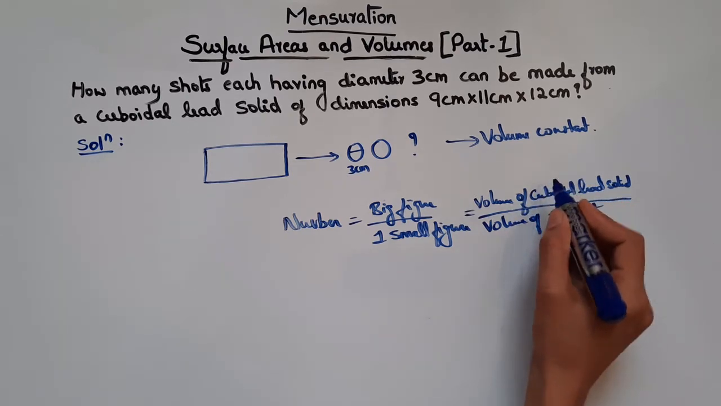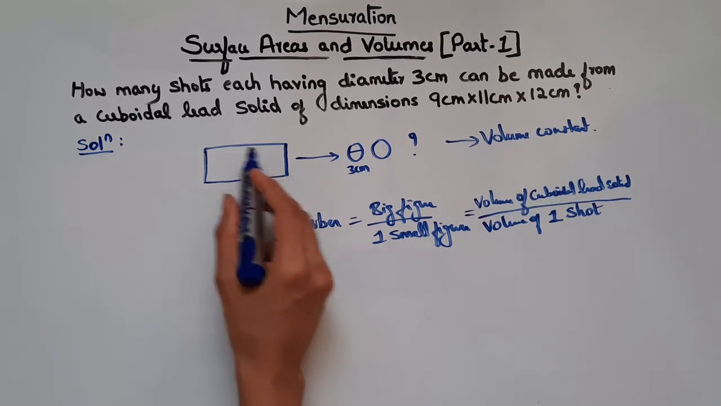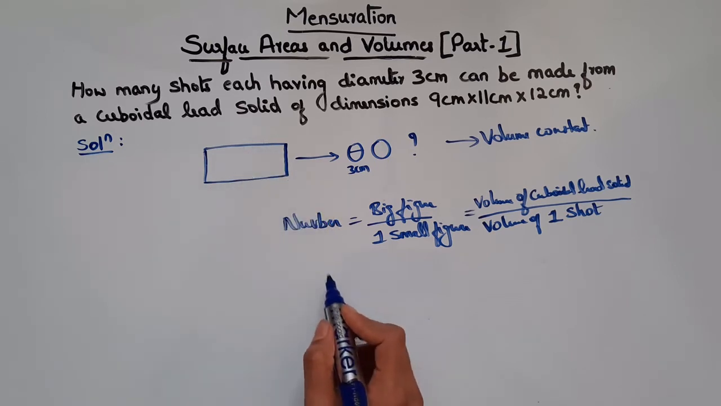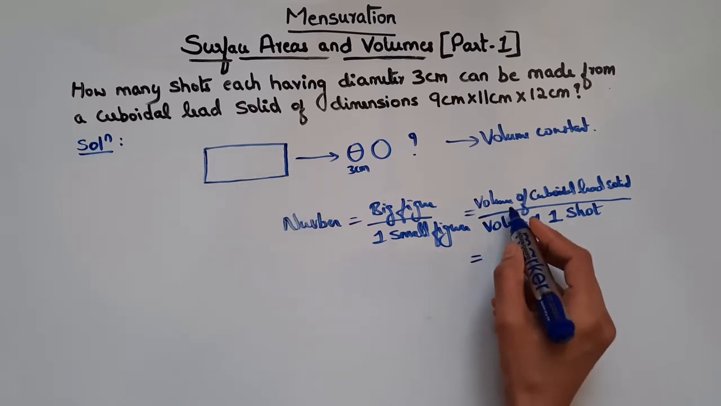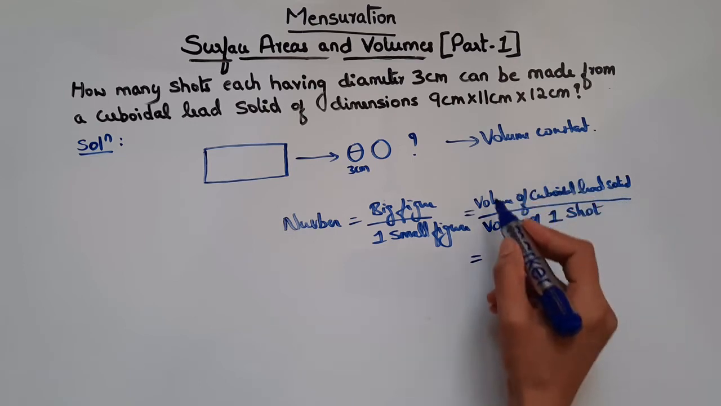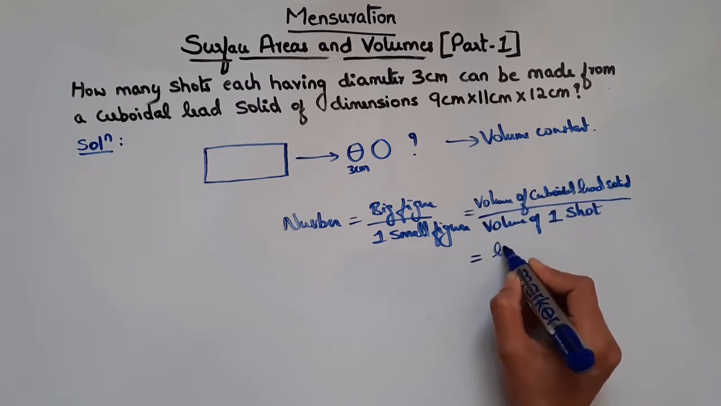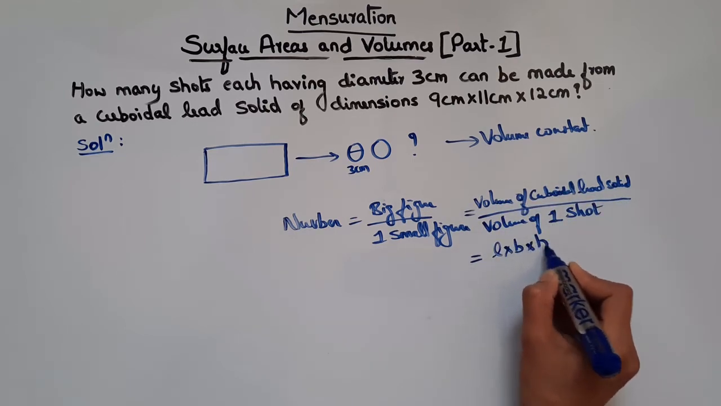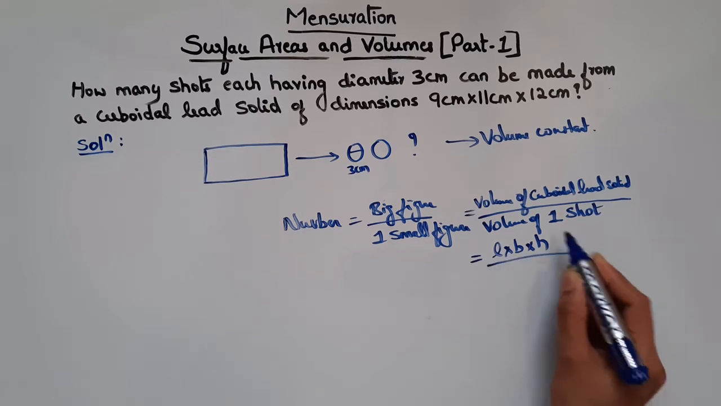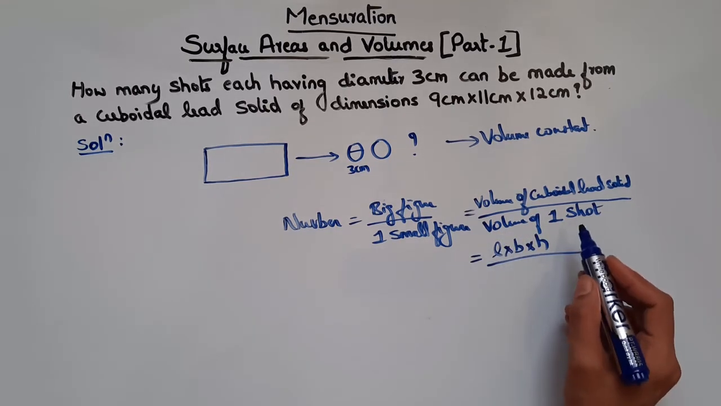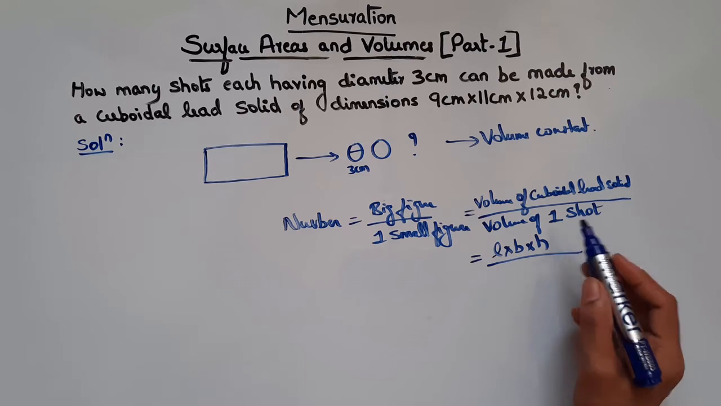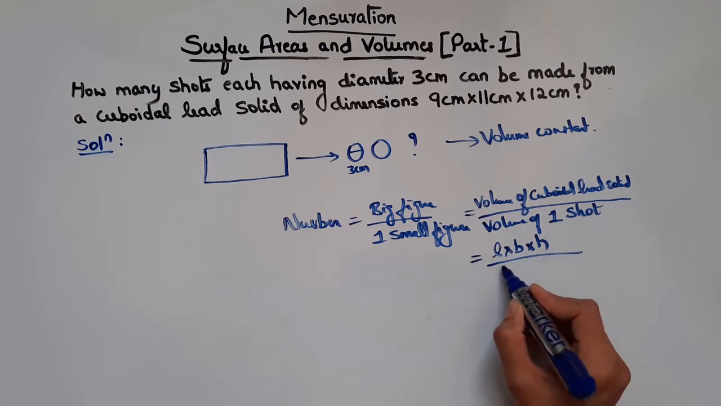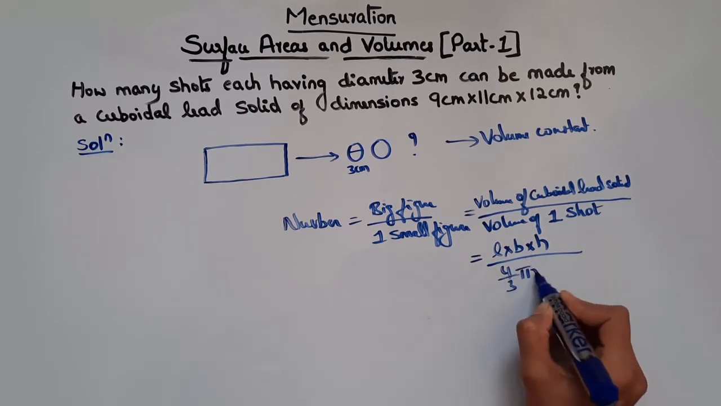So this will give you the number of shots that can be made from this cuboidal solid. I hope this is clear. So now, what is the volume of the cuboidal solid? Volume of the cuboid, we know, is length into breadth into height, LBH, divided by the volume of one shot. Here the shots are in spherical shape. So what is the volume of a sphere? We know 4 by 3 pi r cube.